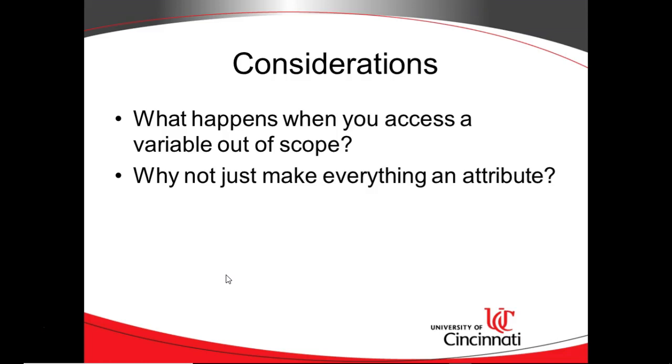Now, if we know an attribute has visibility within an entire class and within all of the methods of that class, why not just make everything an attribute? Why do we have parameter and local variables? Well, we want to think of memory management. If we just need to store something temporarily, then a local variable is fine. Like if we're doing a long equation and we want to hold a subtotal just for a few moments so we can use it in another equation, a local variable is good for that.